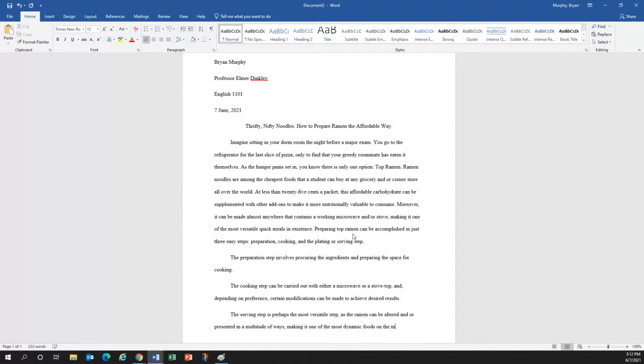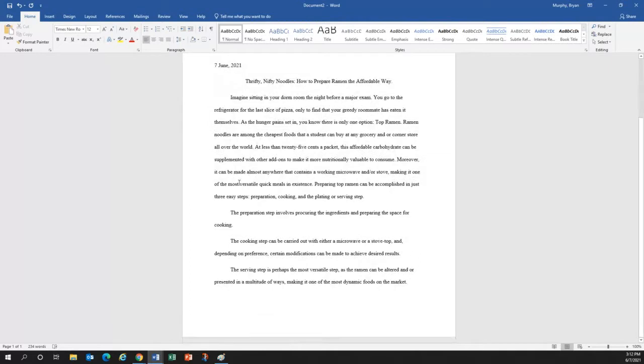Boom. Okay, so we got our three topic sentences. Perfect. Now we got to go in and fill in those supporting details. Okay. The preparation step involves procuring the ingredients and preparing the space for cooking.